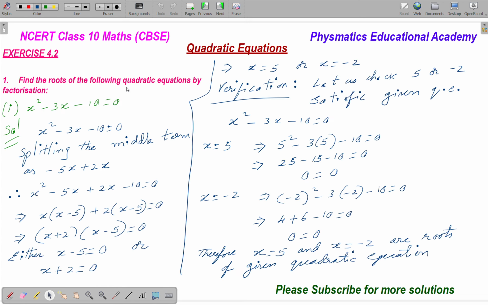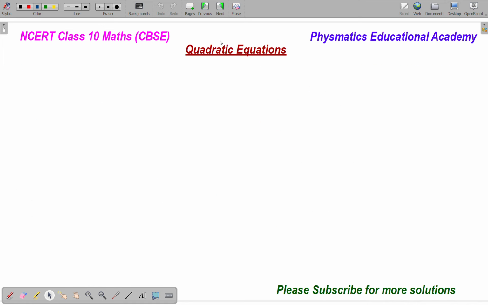Now question number 2. This is question number 1. Now coming to question number 2, that is 2x square plus x minus 6 is equal to 0. Question number 2: 2x square plus x minus 6 is equal to 0 is a given quadratic equation.